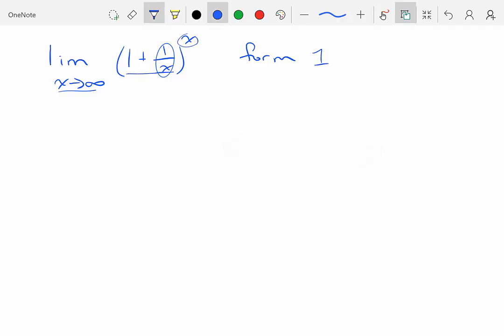And as x is approaching infinity, the exponent x is approaching infinity. So this has the form of 1 raised to the infinity power. And so this is an example that we've seen a couple of times where I want to set this limit equal to y, and then I want to adjust this and put it into a form where I can use L'Hopital's rule. And the way to do that is to take the natural log of both sides of the limit. Natural log of 1 plus 1 over x raised to the x power.